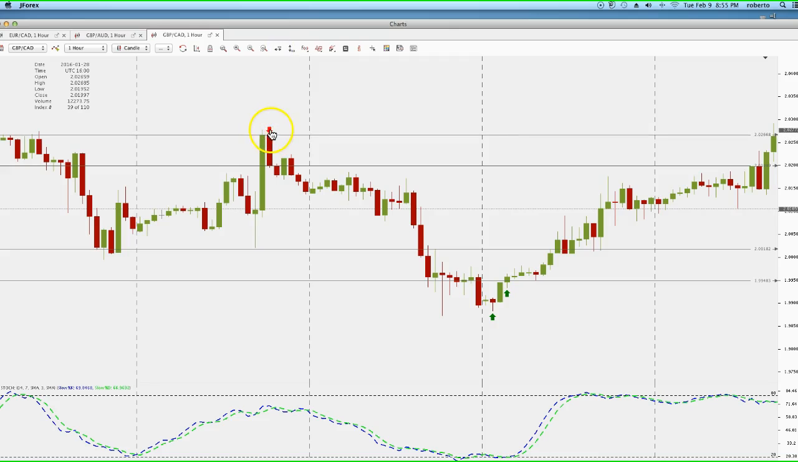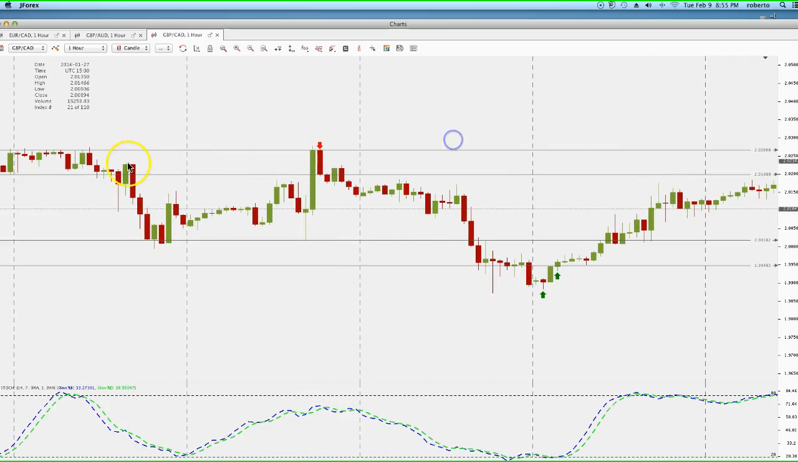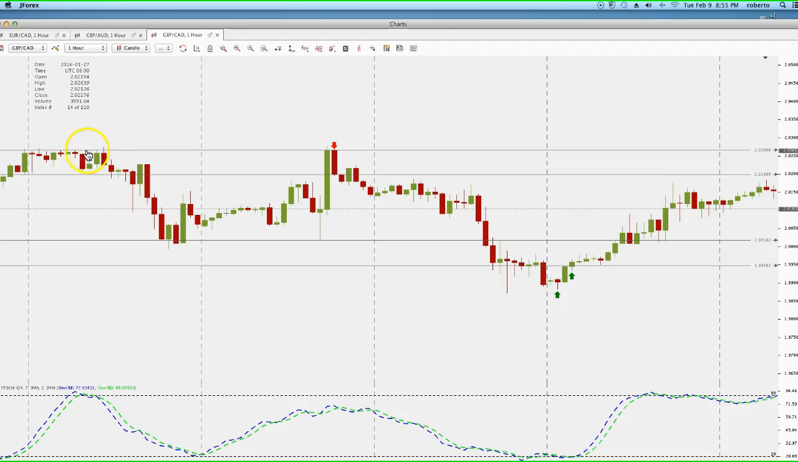The indicator will print a black arrow indicating the resistance level, and notice it also coincides with a previous resistance level. So there's more reason why this signal on the FX1 indicator would be valid.